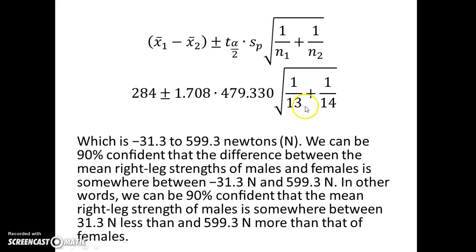This time we use this formula and plug in the numbers, and we get an interval which is negative 31.3 to 599.3. It means that we can be 90% confident that the difference between the mean right leg strength of males and females is somewhere between negative 31.3 and 599.3. Or we can say that we can be 90% confident that the mean right leg strength of males is somewhere between 31.3 less than and 599.3 more than that of females.